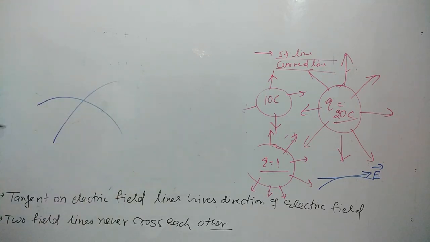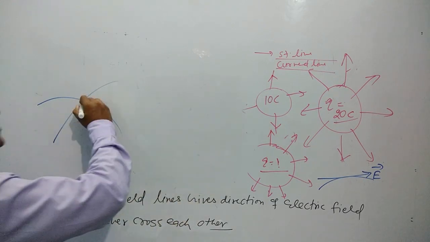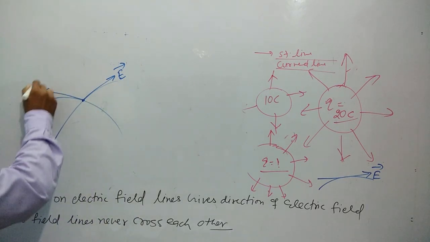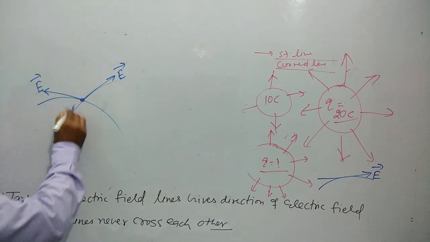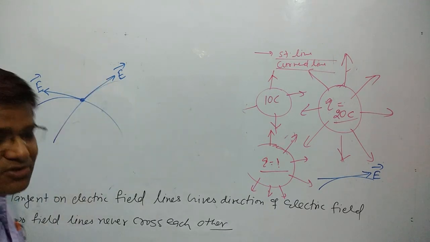Suppose two lines are crossed to each other, then, as you just studied here, the tangent gives the electric field direction. At a single point, two directions are not possible, and that's why they do not cross each other.